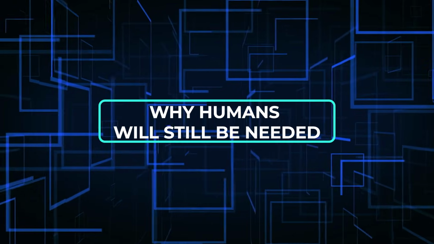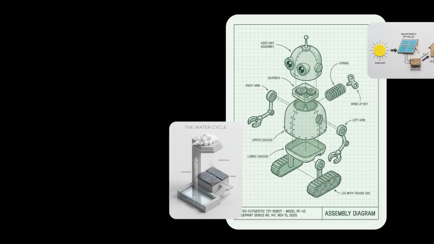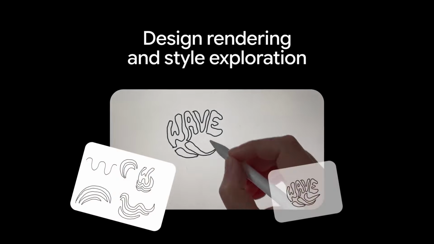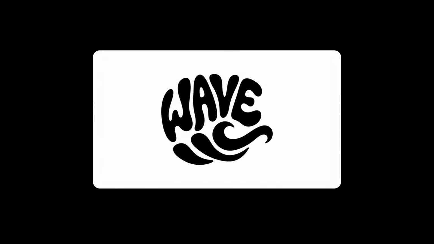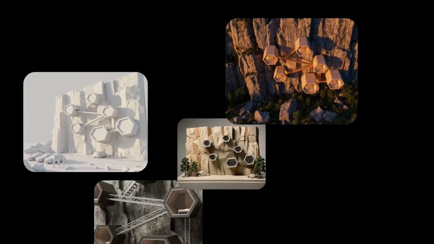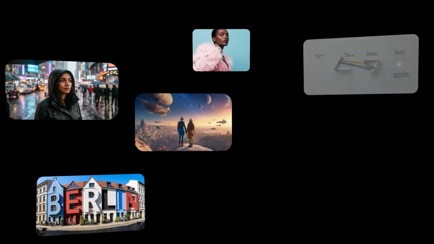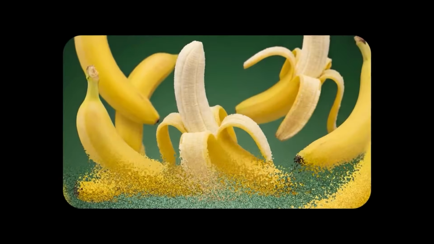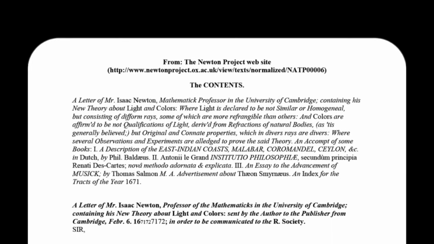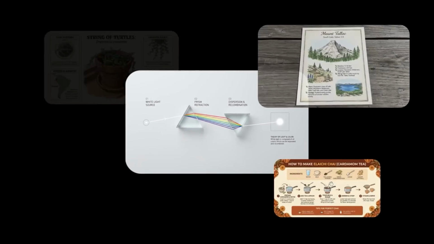Why humans will still be needed. Even with perfect visual reasoning, AI doesn't know what should exist. Humans define meaning. Humans define values. Humans decide what stories matter. Nano Banana 2 Pro can visualize reality, but humans still choose which realities to create. That balance remains critical. It wasn't just an image model, it was a glimpse of machine perception. And perception is the foundation of intelligence itself.